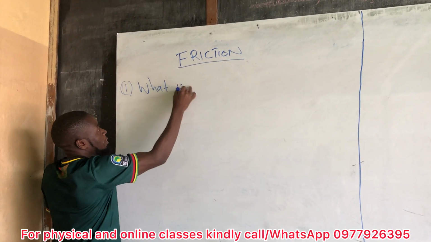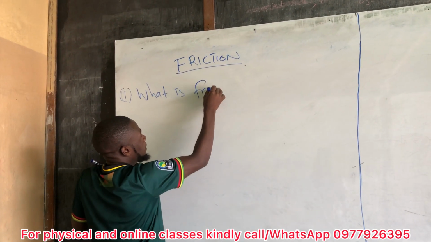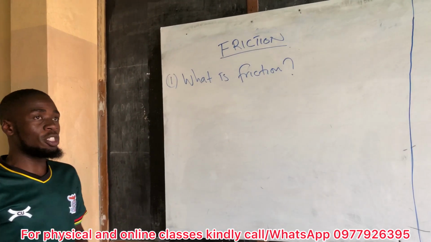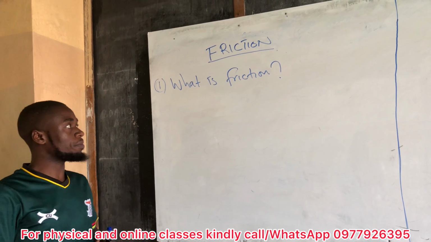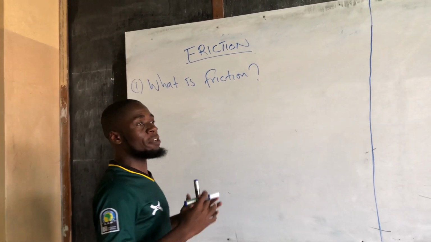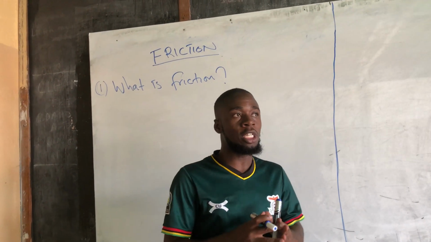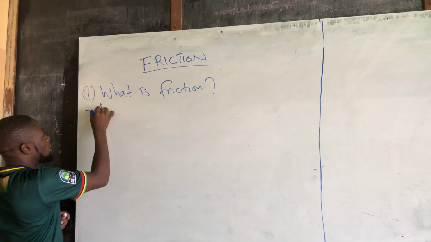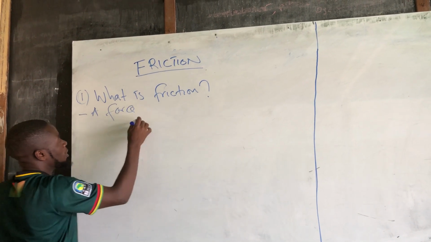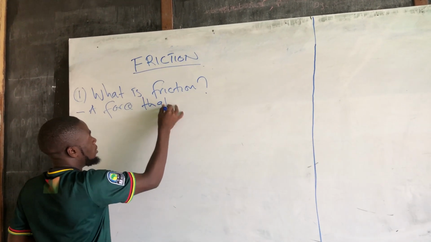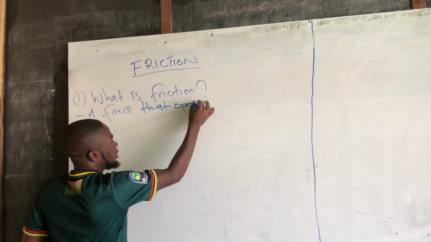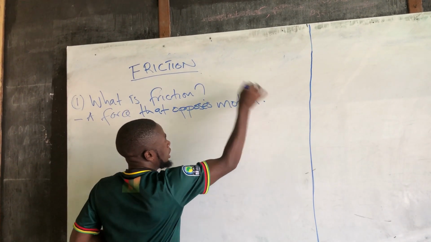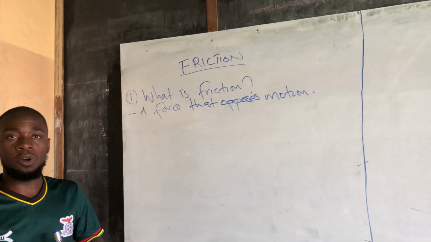What is friction? This is the first and most important question here. Friction is just a force that opposes motion.